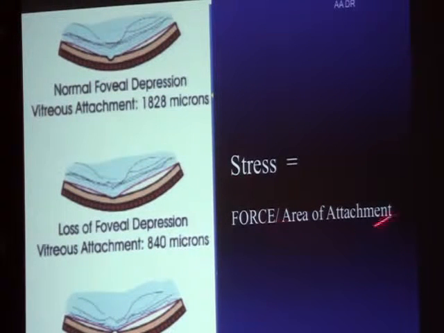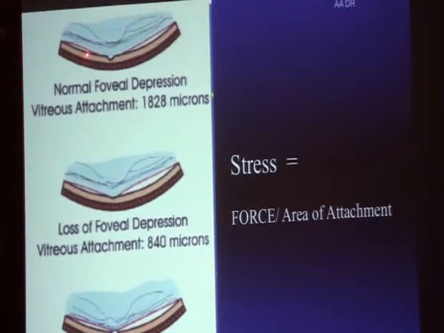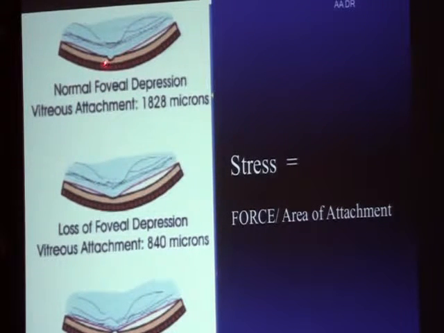This is an important formula for you to understand: what is stress and what is force. We have no way of calculating the force that is being exerted on the fovea. We have no animal model, nothing which can calculate live the force being exerted. If you calculate the force by the area of attachment, this is from the article by Richard Spaide, where they measured it by OCT, and it was 1828 microns, the foveal depression was maintained because the force was exerted over a wide area, so the overall stress on the fovea was less.